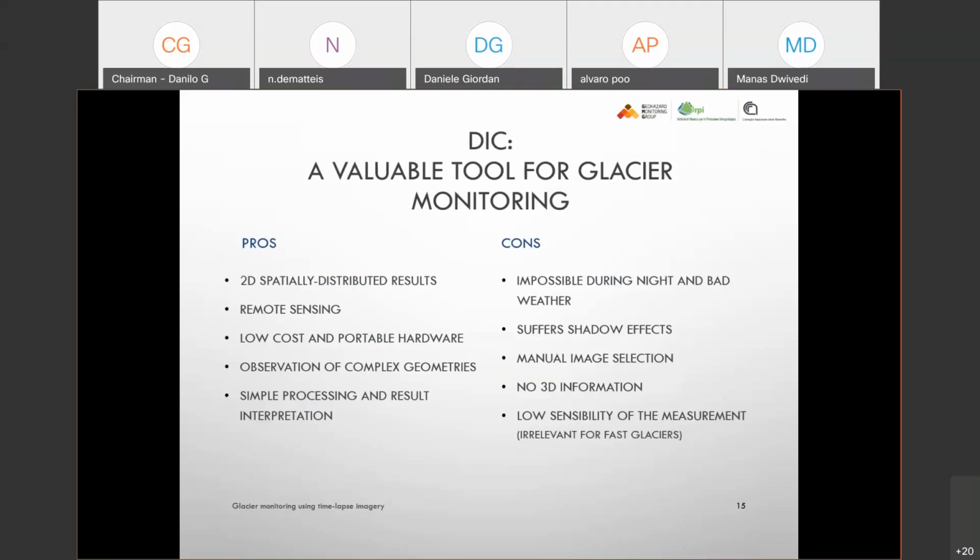The sensitivity of the measurement is quite low, but this is often irrelevant for glaciers because they are fast processes, and therefore 1 pixel of uncertainty is sufficient to detect with high precision and accuracy the glacier motion.